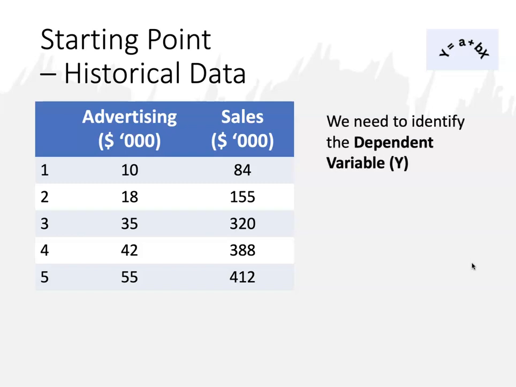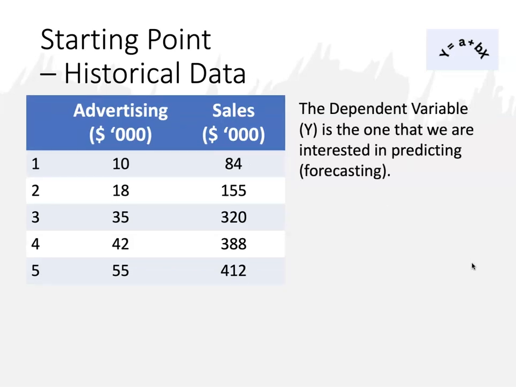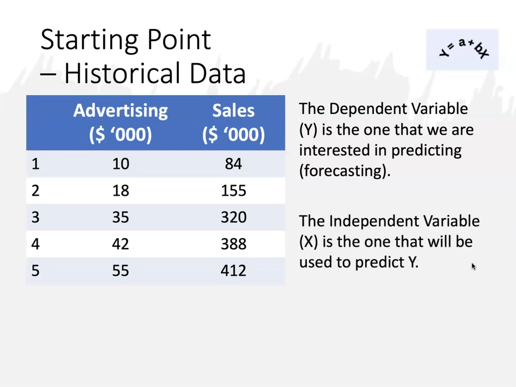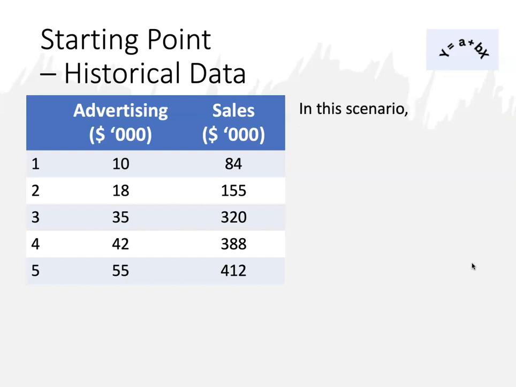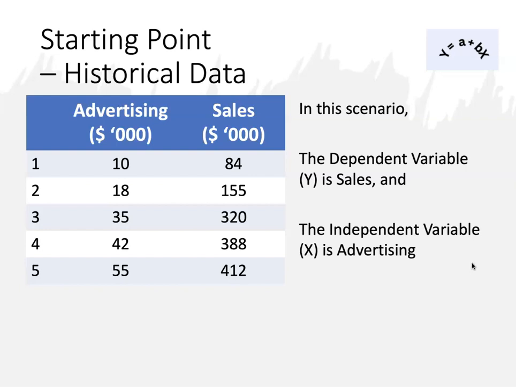So the first thing we have to do is identify which of these is our dependent variable y. Is it advertising or is it sales? Now, of these two, advertising, we decide on our advertising budget, right? But when it comes to sales, we have no control over that, and we want to learn as much as we can. So sales will become our dependent variable, and the independent variable would be advertising. Right, so the dependent variable, the one that we want to predict, right? Independent variable is the one that we use to do the prediction. So in this scenario, dependent variable is sales, independent variable is advertising.